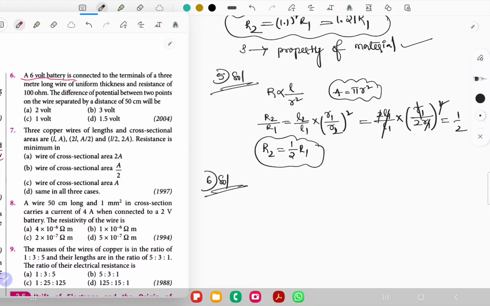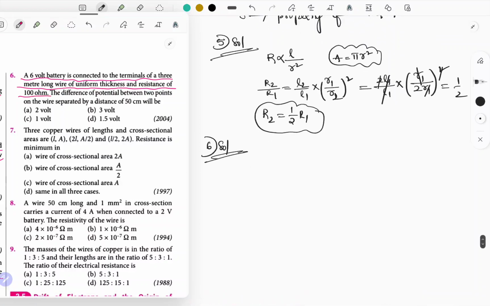Okay. A 6 volt battery is connected to the terminals of a 3 meter long wire of uniform thickness and resistance of 100 ohm. Okay, so observe this. A wire of length 3 meter, so I can write it as 300 centimeter, because in the next case they are asking for 50 centimeter only. So uniform thickness and resistance of this wire is 100 ohm. Okay, the difference of potential between 2 points on the wire separated by a distance of 50 centimeter.